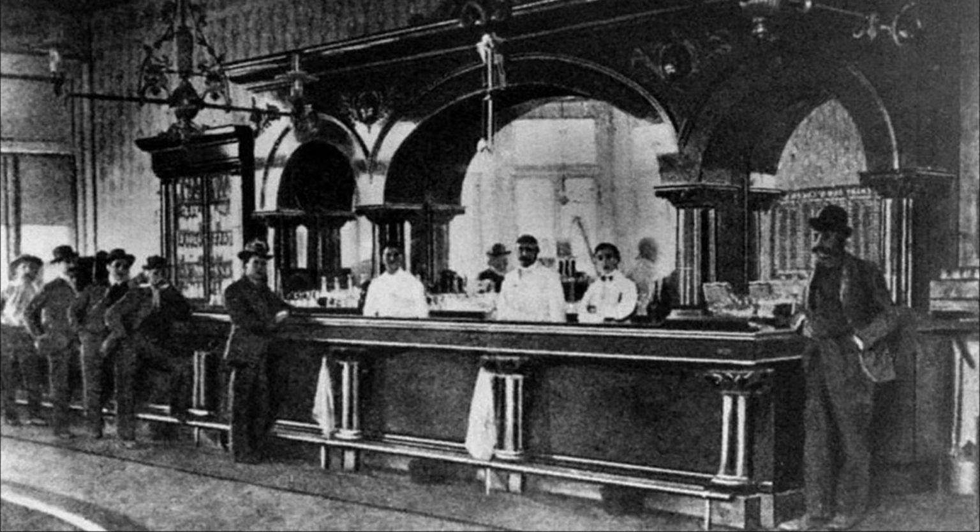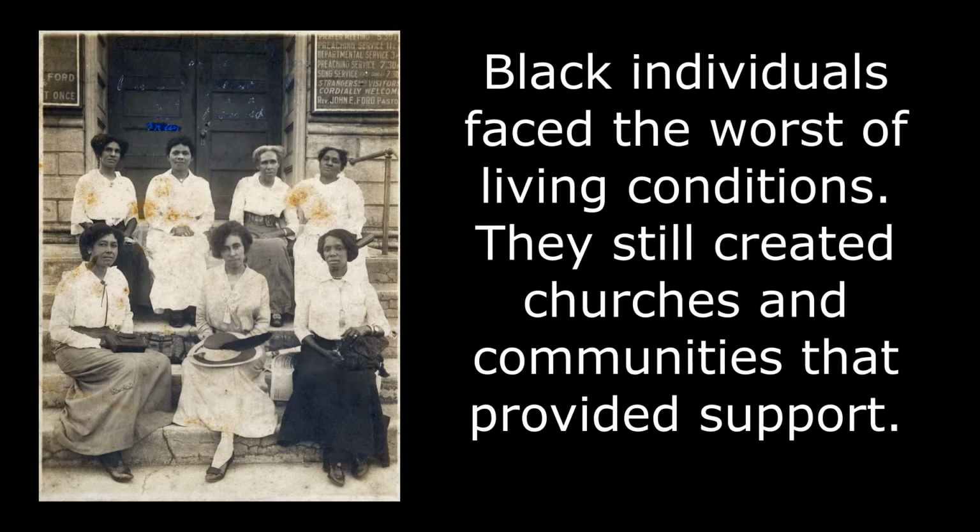Even though there were horrendous living conditions, various ethnicities were able to create a sense of community in various areas. Germans gathered in saloons and created singing societies. Jewish individuals gathered at synagogues and at schools that taught Hebrew. Black individuals faced the worst of the living conditions, but still created churches and communities that provided support.